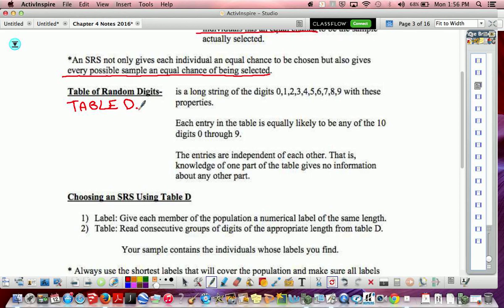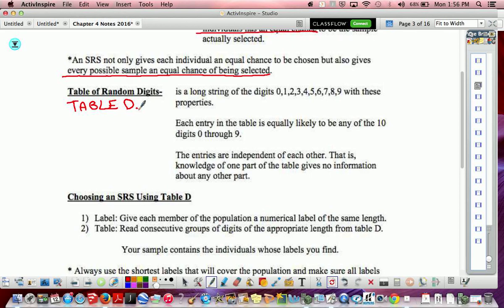Where did B and C go? We'll come back to B and C. They're there. They're just different distributions. Table A was the normal distribution in chapter 2. That's the Z-score one.